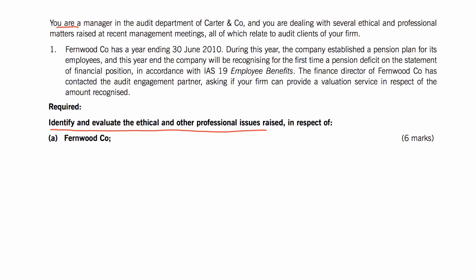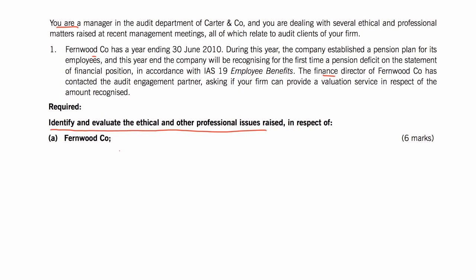So, Fenwood, they've got a year end in June 10. During this year, the company established a pension plan for its employees, and this year, the company will be recognising for the first time a pension deficit, in accordance with IAS 19. The finance director of Fenwood has contacted the audit engagement partner asking if we can provide a valuation service. So, first of all, identify any ethical or professional issues.